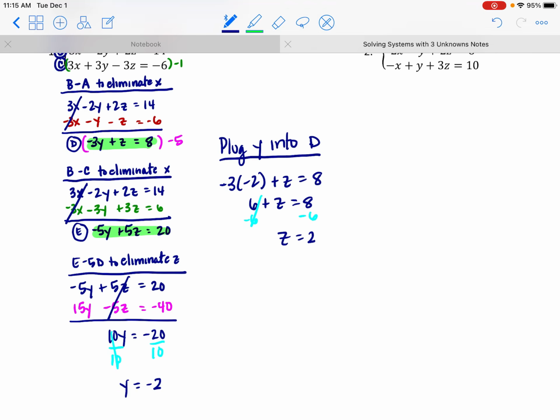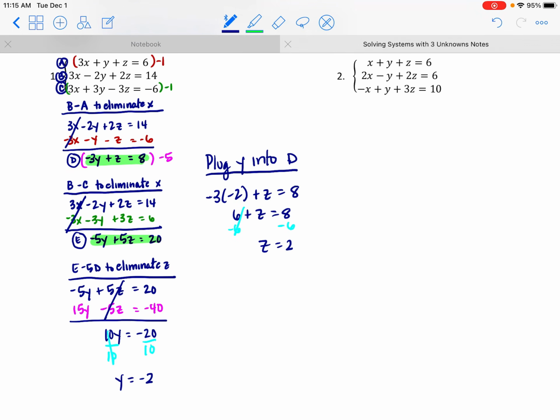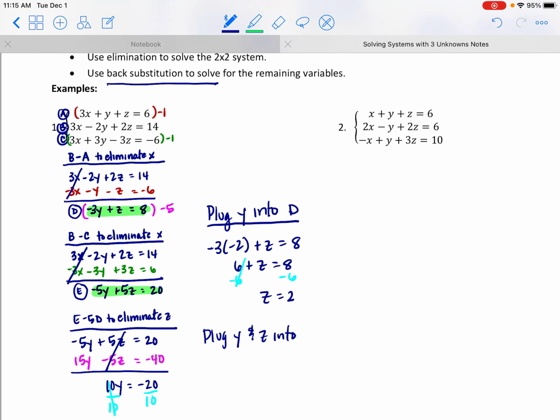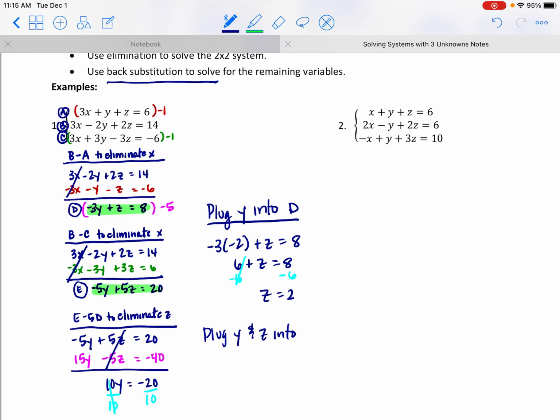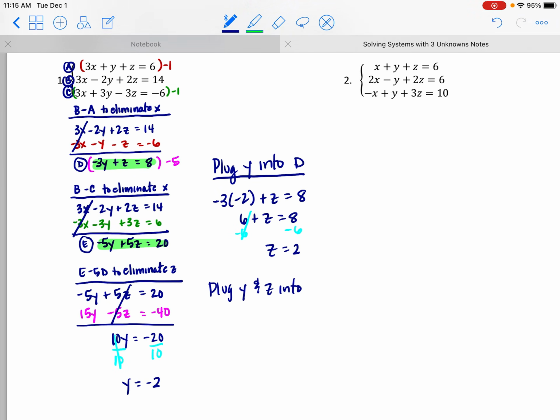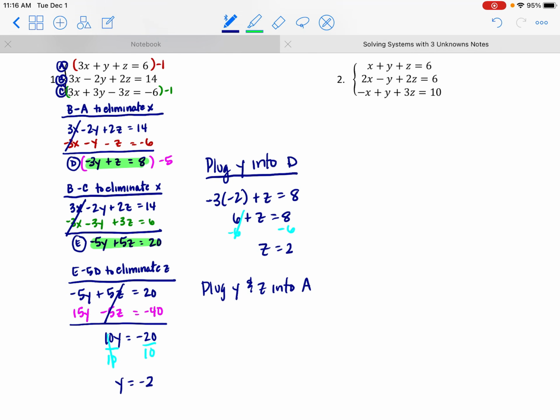Okay, so there's that. I got y, I got z, and now I need to plug the y and the z into either a, b, or c. It doesn't matter. I'm going to go with a. It has fewer coefficients. Maybe just as a note here, e could have been used, or b or c could have been used, but I just chose a.